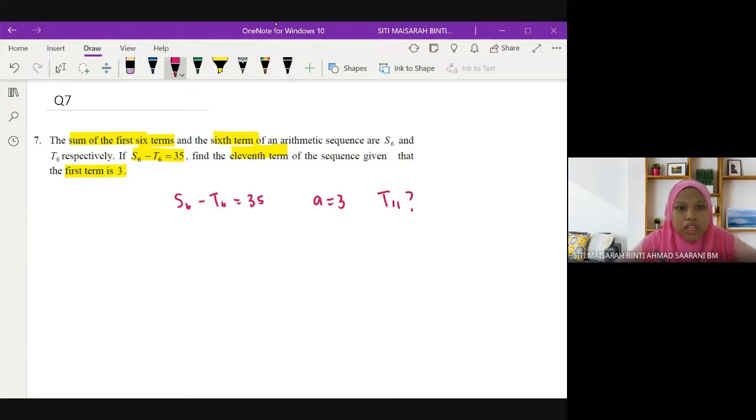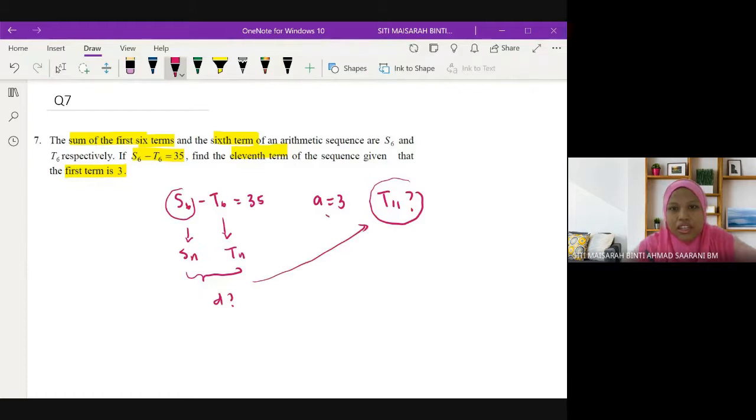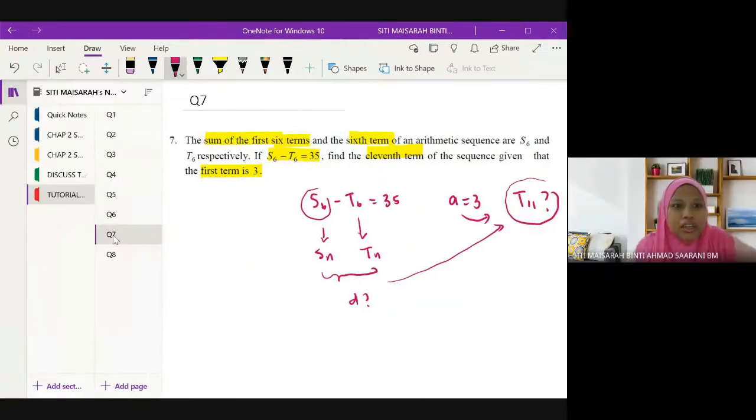So then awak boleh guna yang ni lah. S6 masuk dalam formula Sn, T6 boleh masuk dalam formula Tn. Dan awak akan dapat D. After dah dapat D, awak boleh substitute dan cari T11. Okay. Boleh? For question 7 ni? Faham apa yang madam sebut ni? Faham, madam. Faham. Okay.